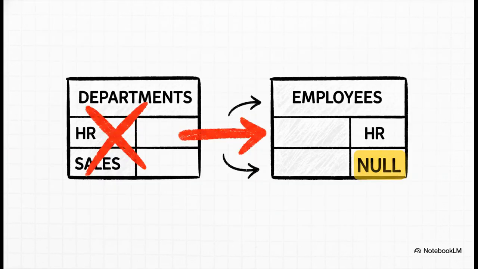Okay, so what happens if a parent record has to be deleted, like maybe a whole department in a company gets shut down? Well, we can tell the database exactly how to handle that. And one really powerful option is something called ON DELETE SET NULL.